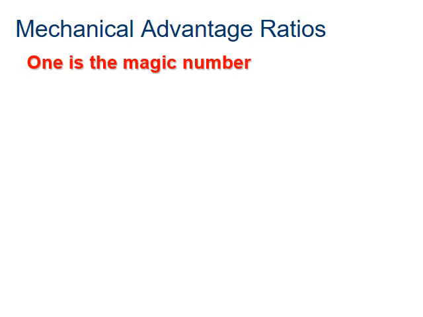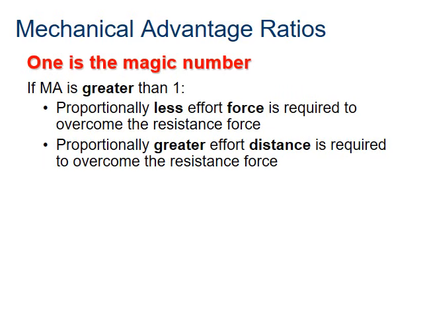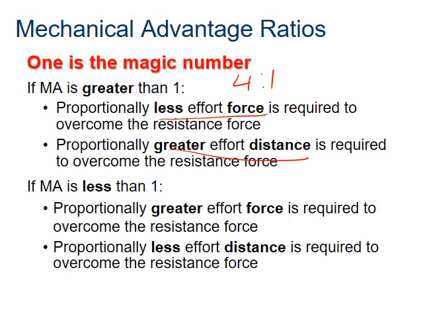So what is the magic number? Well, what do we mean by that? If mechanical advantage is greater than 1, so something like 4 to 1, like we saw earlier, it means less effort force but greater effort distance. If something is less than 1, so let's say I just switched it up and said 1 to 4, it means we need greater effort force but less effort distance.